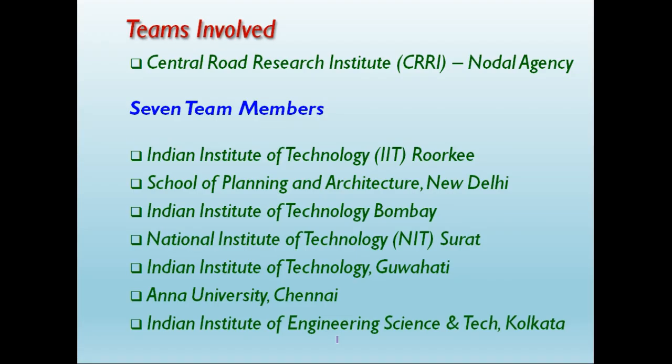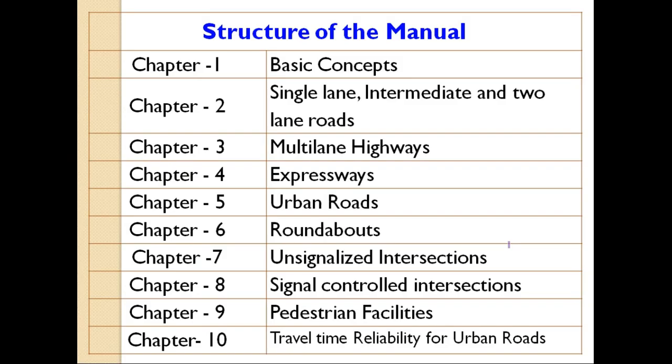Since this was a huge task, a single agency cannot do it, and therefore it was a network project coordinated by CRRI, and different institutes were involved, including IITs and NITs. The manual has 10 chapters, and each chapter is devoted to a particular type of facility, like chapter 2 for single lane, intermediate and two lane roads, chapter 3 multi-lane highways, chapter 4 expressways, chapter 5 urban roads, and so on.